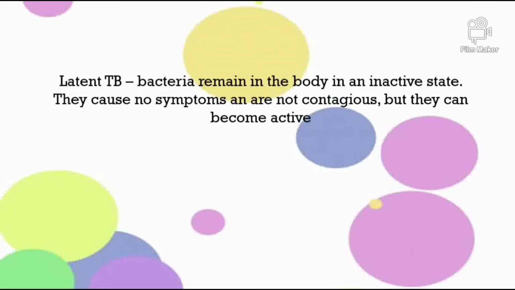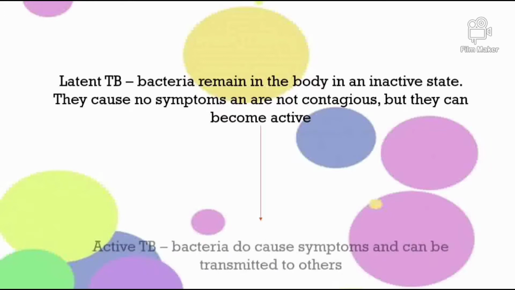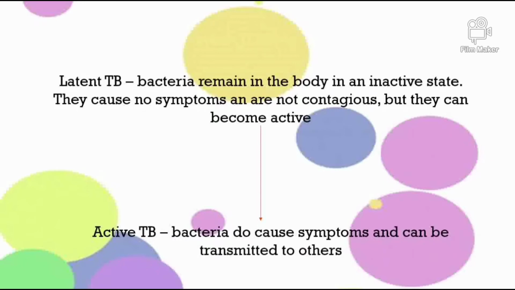Latent TB is when the bacteria remain in the body in an inactive state. They cause no symptoms and are not contagious, but they can become active. And the active TB bacteria, though, cause symptoms and can be transmitted to others.